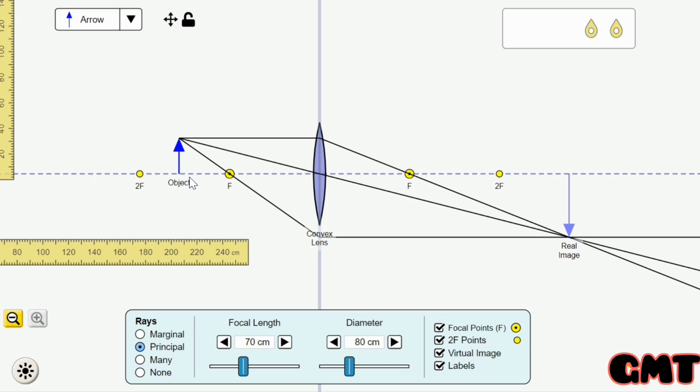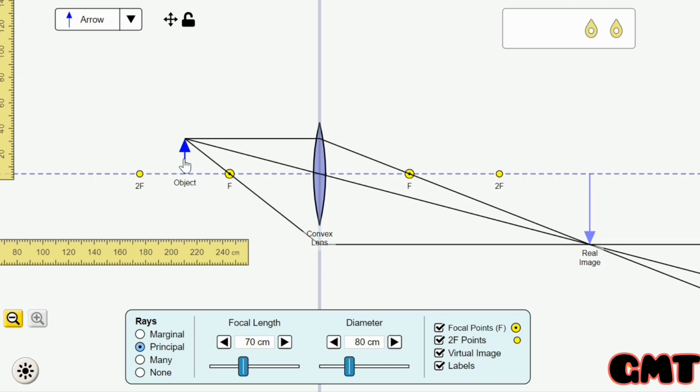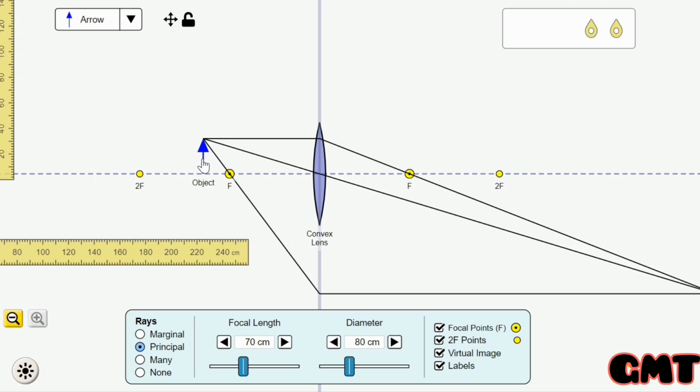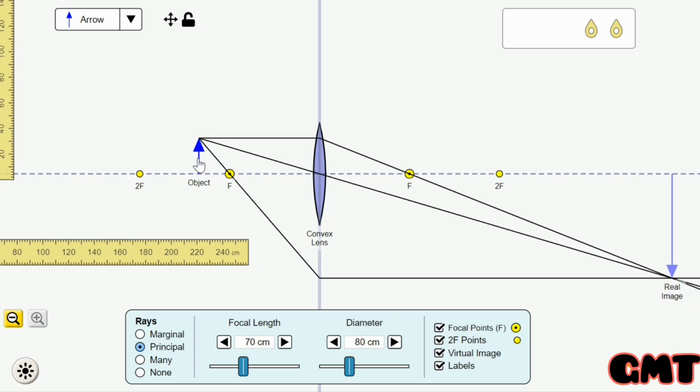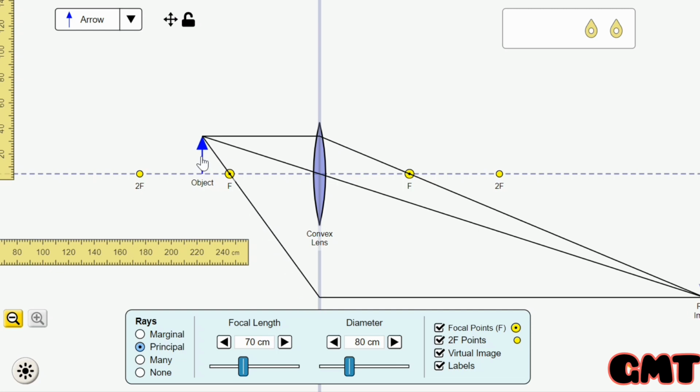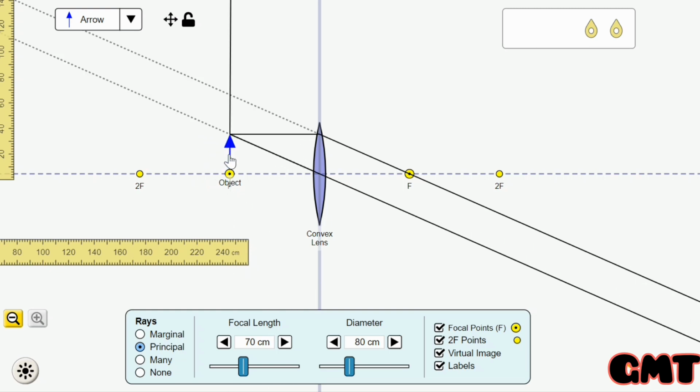So what can happen if we continue to change the object distance toward the focal length? The size of the image is now increasing. When the object is located at the focal point, the image is formed at infinity. The rays are always parallel, moving to infinity.